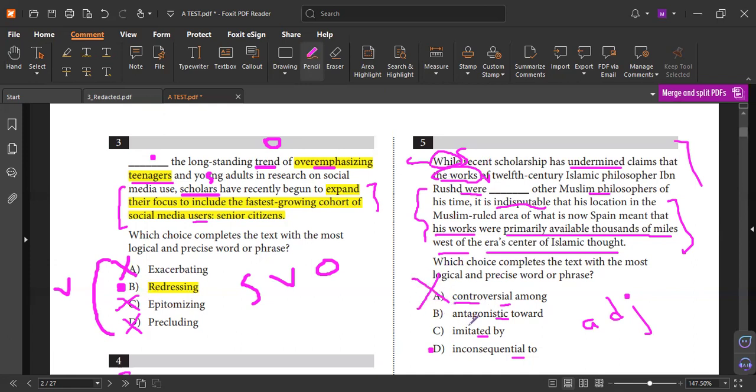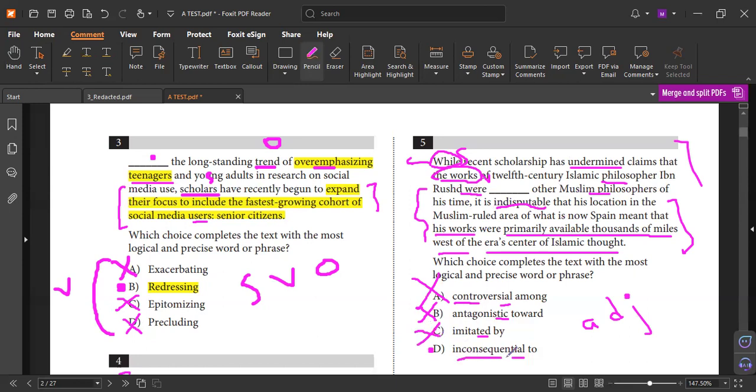And debate has the same meaning. Antagonistic toward this means this work against these works, or this philosopher working against this philosopher, or they are in disagreement. They are not. So B is wrong. Do we have any information to say the works were imitated or copied? We don't have any information that Muslim philosophers copied or took copies from his works. There is no evidence.